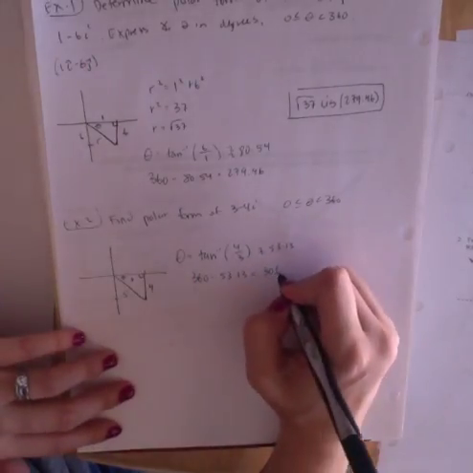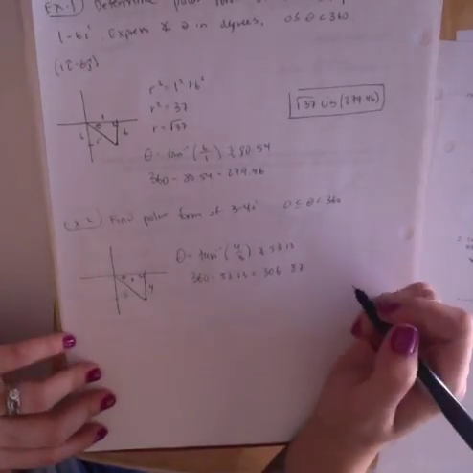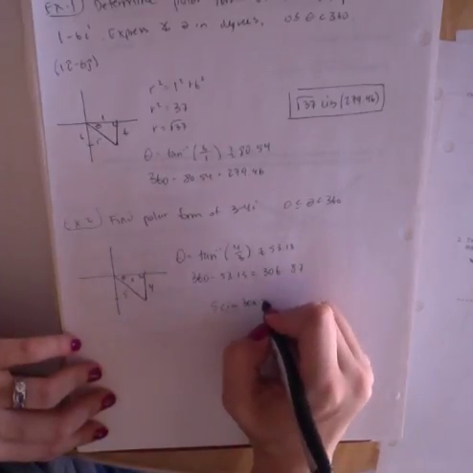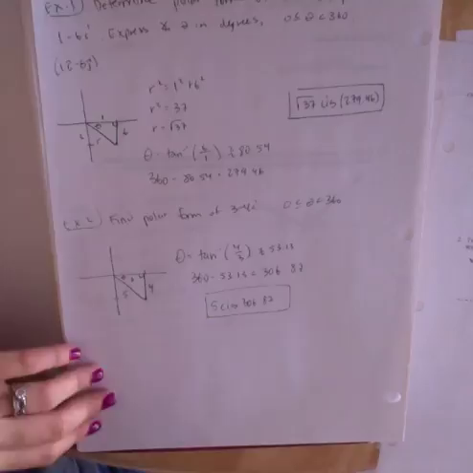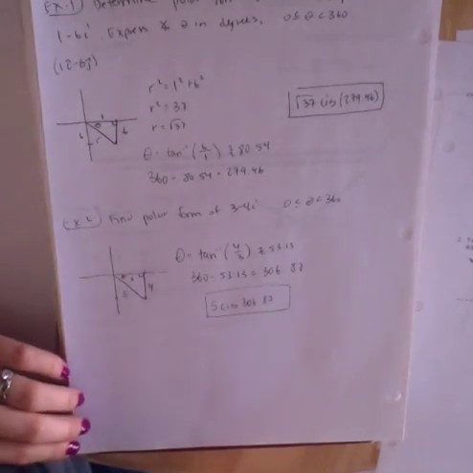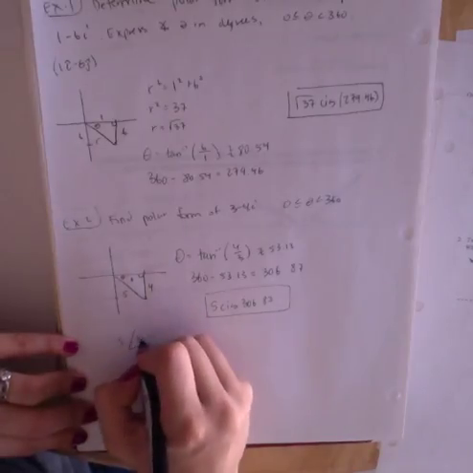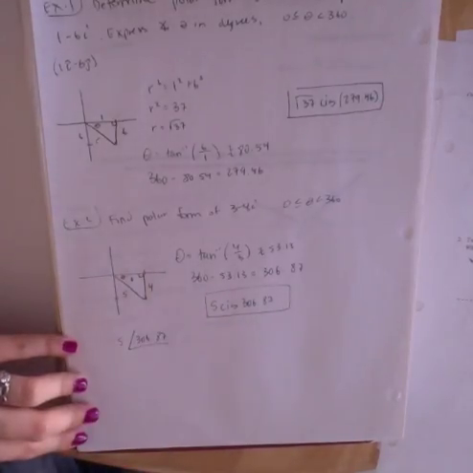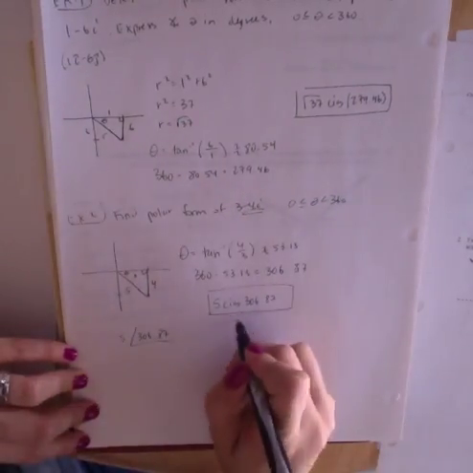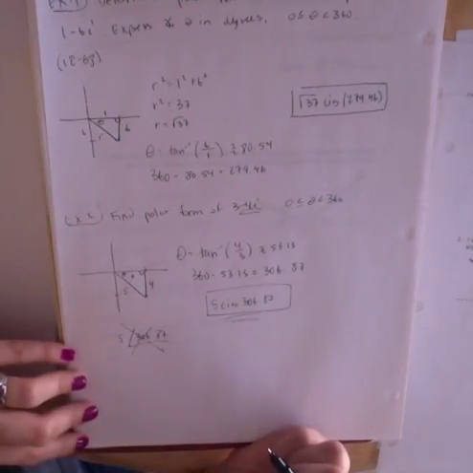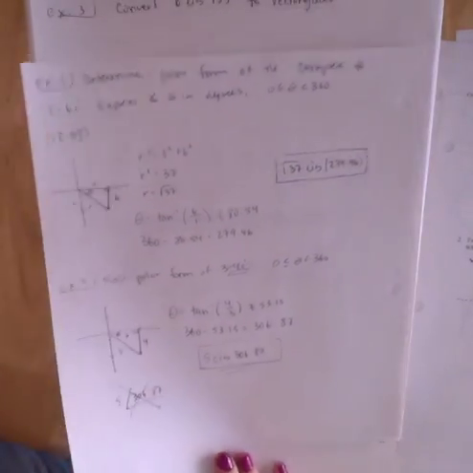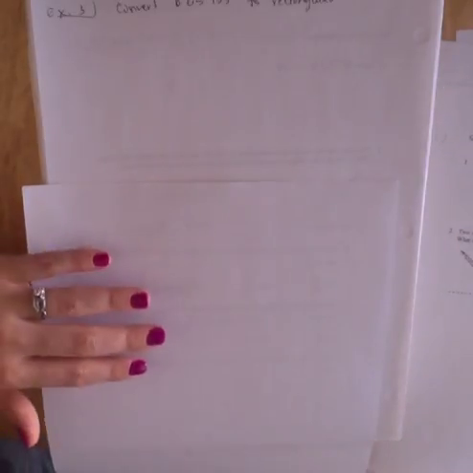Gives me 306.87. So I will have 5 cis 306.87. That's the polar form. Now, you might be tempted to write it like this. Okay? That's wrong. They give it to me in complex form, so I have to have my answer in complex form. Okay? All right. Let's do another example.